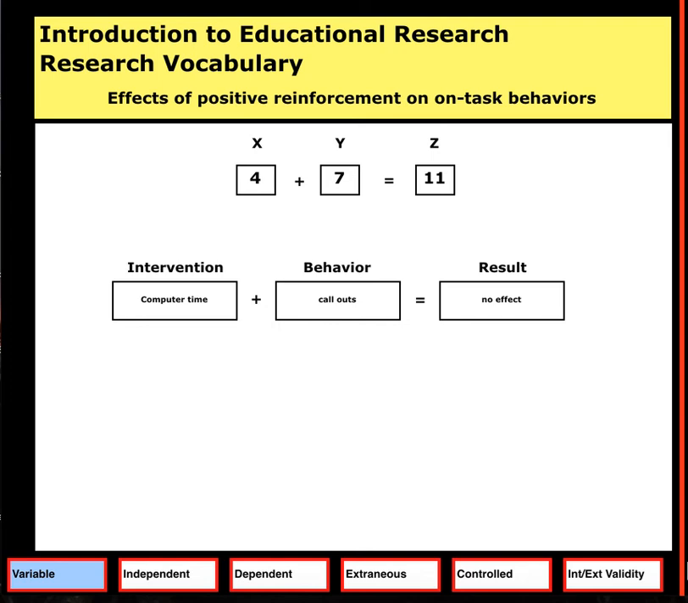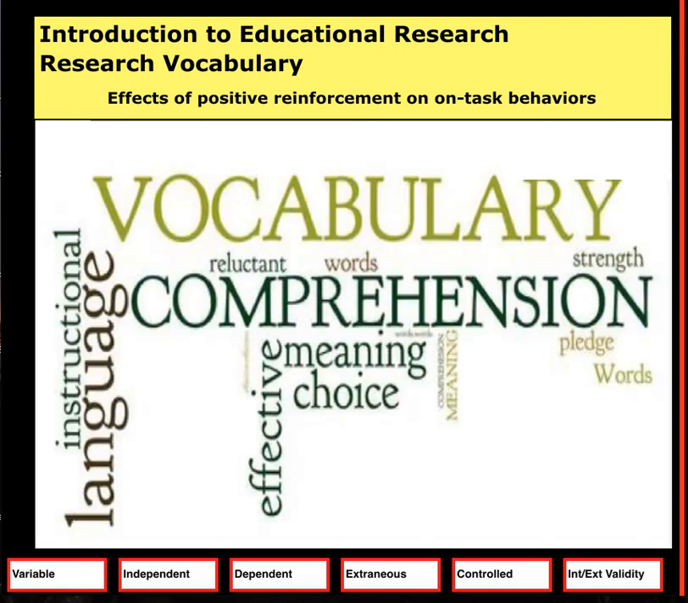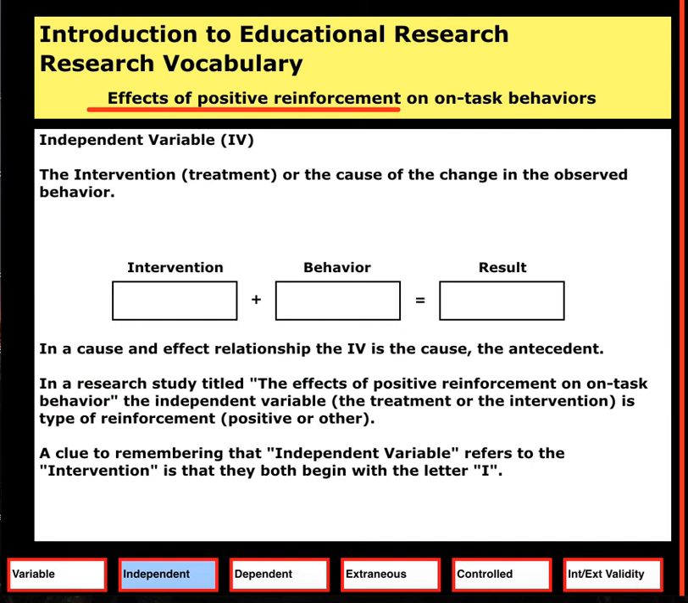In educational research, the intervention or treatment has a special name. The intervention or treatment is typically referred to as the independent variable. In a research study, the independent variable is the treatment or intervention that is differentially applied by the researcher in order to observe any changes in the behavior.